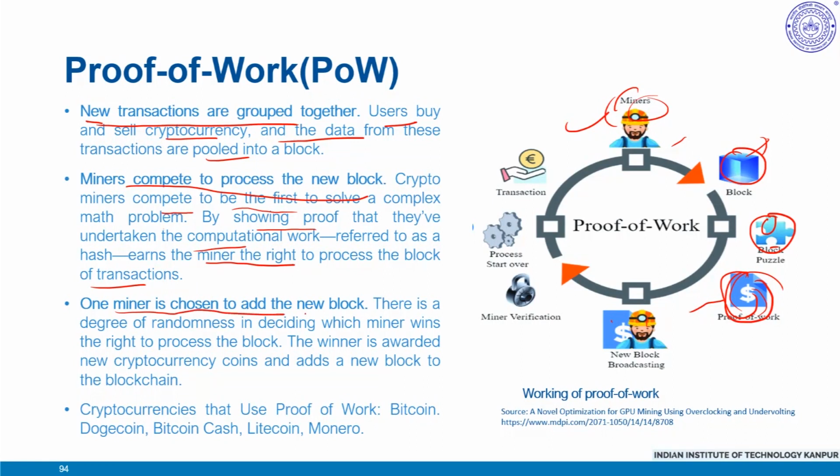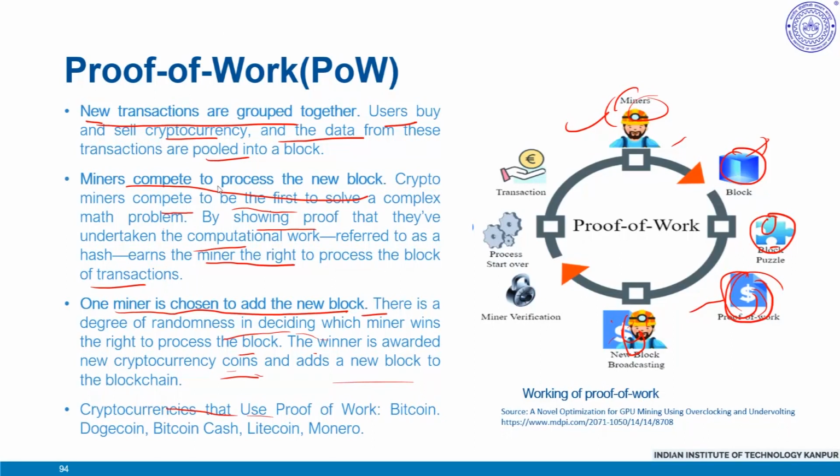One miner is chosen to add this new block. So there is a degree of randomness in deciding which miner wins the right to process the block, and whoever is the winner is awarded new cryptocurrency. So they get a reward in the form of native cryptocurrency, and a new block is added to the blockchain by this miner. Cryptocurrencies that use proof of work include Bitcoin, Dogecoin, Bitcoin Cash, Litecoin, Monero, among others.